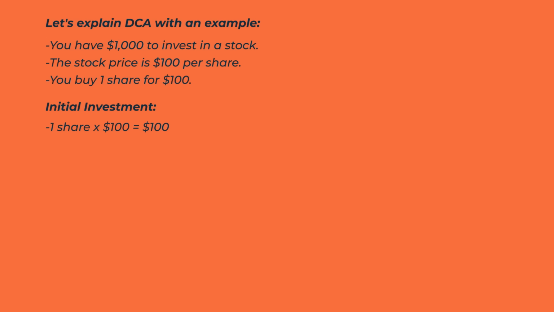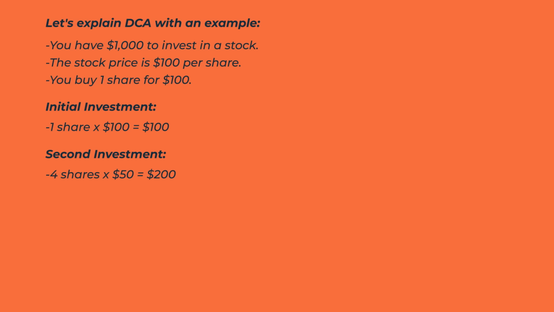Now, the stock price drops to $50. You decide to buy more shares to lower your average cost. You spend another $200 to buy shares at $50 each. At $50 per share, you can buy 4 more shares. So, 4 shares at $50 each equals $200.